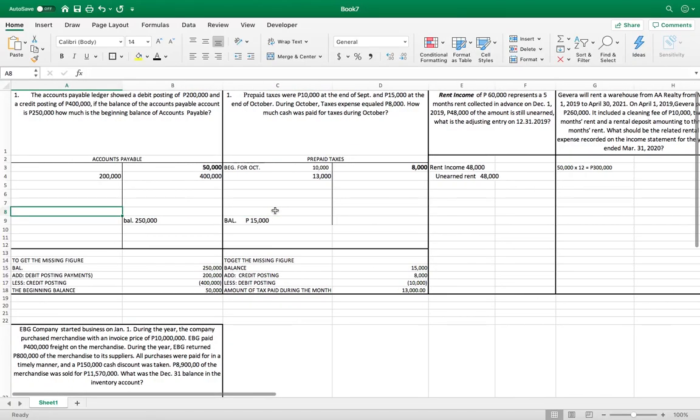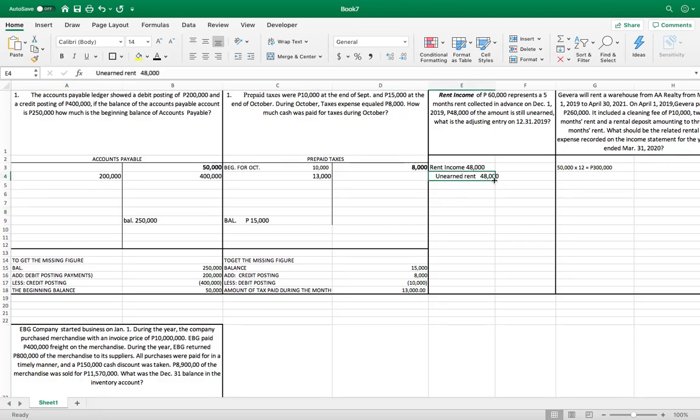Okay. So next, by the way, if we go back to the adjusting entries, just a reminder: what will happen if this entry, debit rent income and credit unearned rent, is not recorded or is not recognized? So what happens to the income of the company? The income is overstated by 48,000 and the liability is understated by 48,000. So that is the effect of omission of this entry.